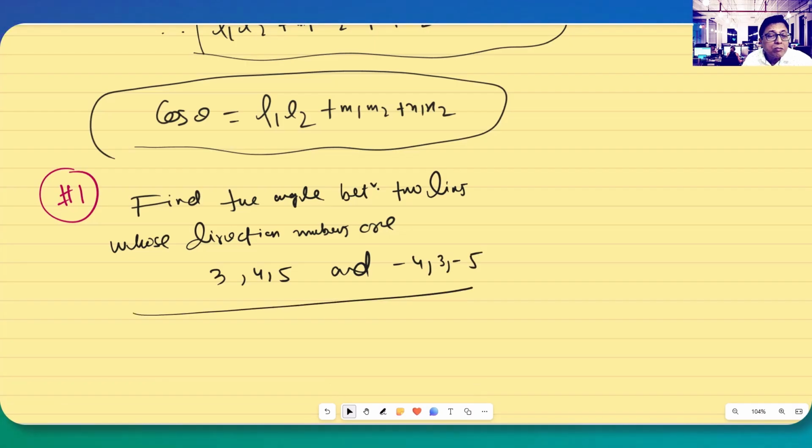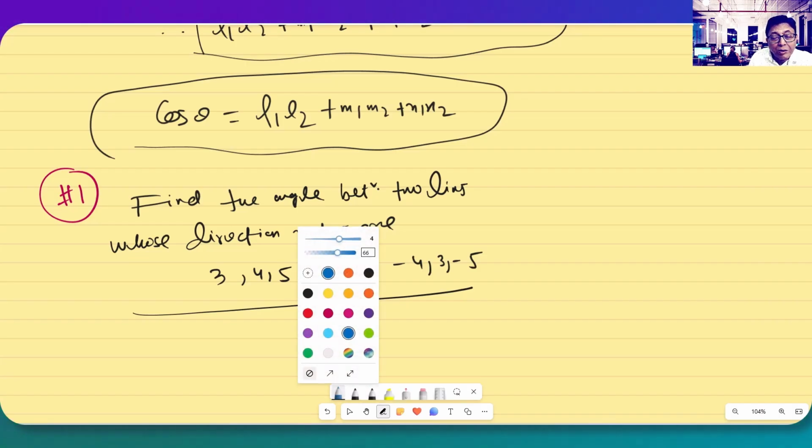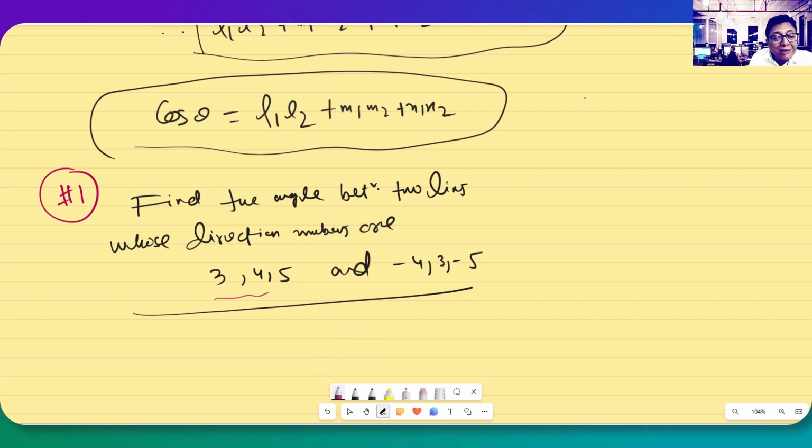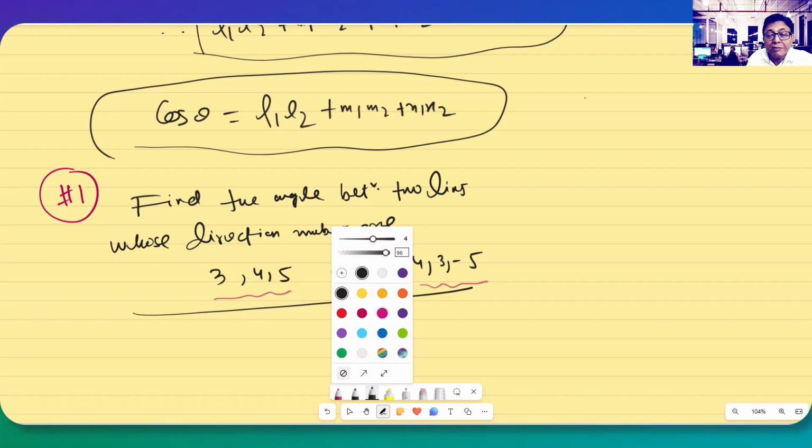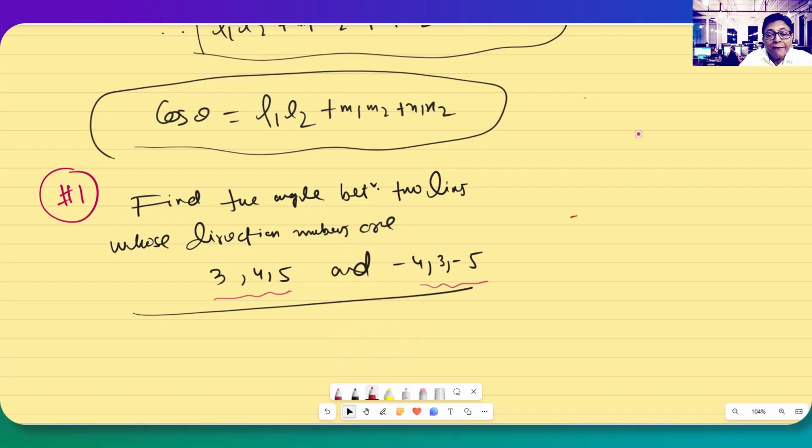Are they new? Direction numbers? What are those? I haven't told you yet. Direction numbers, what are those? The direction numbers are actually direction ratios. Same thing. Direction numbers and direction ratios are the same thing. There is no difference between these two. Okay? So if you know direction ratios, you can get direction cosines from their angle.